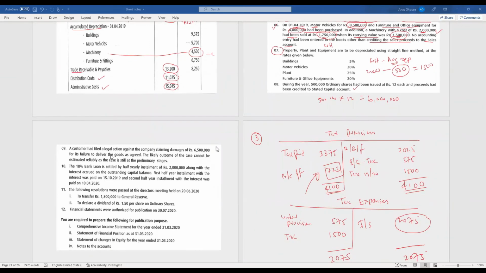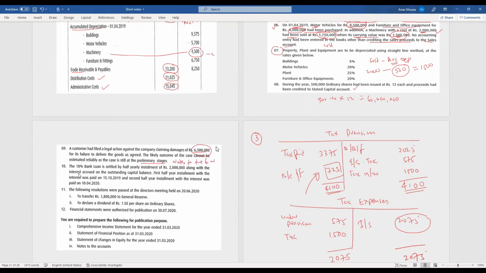A customer had filed a legal action against the company claiming damages of 6,500,000 for its failure to deliver the goods as agreed. The likely outcome of the case cannot be estimated reliably as the case is still at the preliminary stage. So therefore, the 6,500,000 will not be adjusted. This will be under notes to the financials.